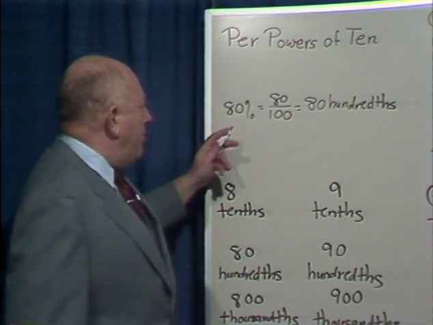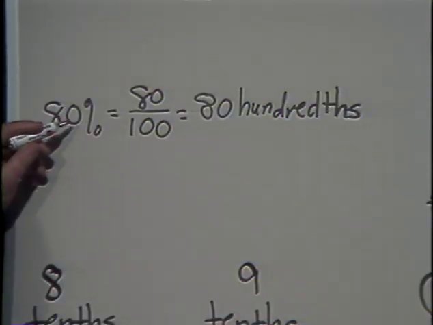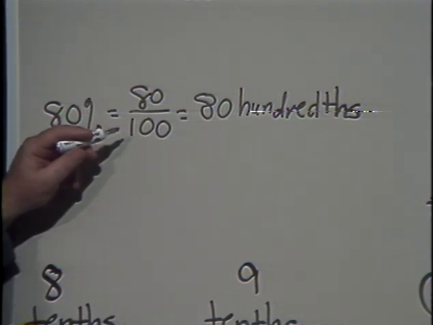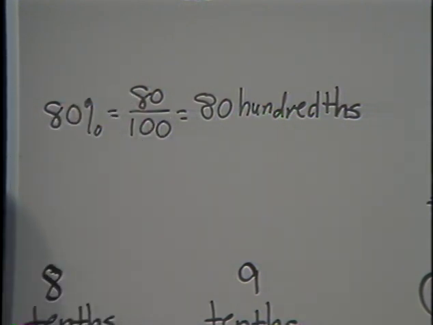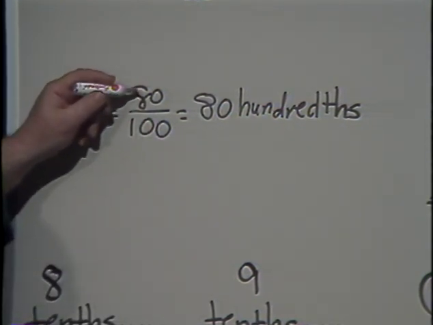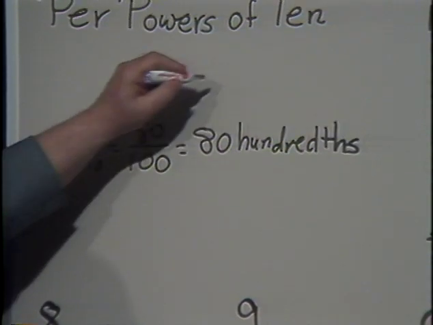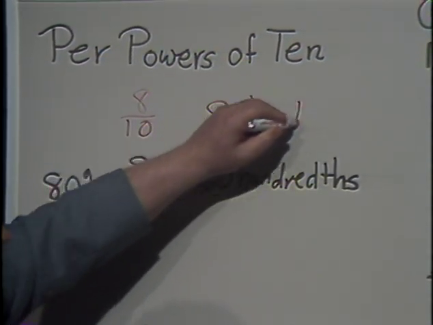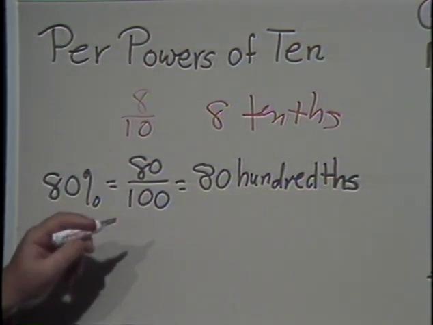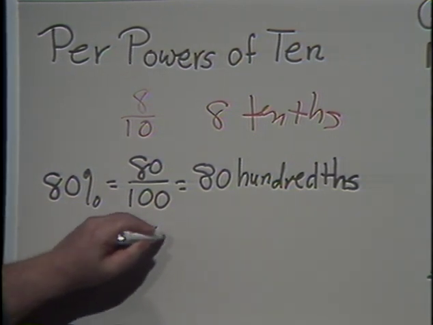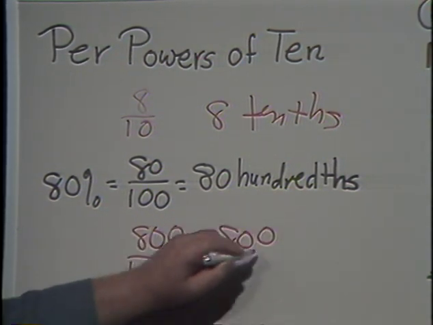Let's take a look at how this looks. Let's suppose you got back a test and you scored 80%. What does that mean? Percent means per 100. Per 100 means divide by 100. In fraction form, that's 80 over 100, which we read as 80 hundredths. You could have taken 80 over 100 and reduced that to 8 over 10, which would have been called 8 tenths. You also could have multiplied numerator and denominator by 10, in which case the fraction would have been 800 over 1,000, and we'd have called this 800 thousandths.